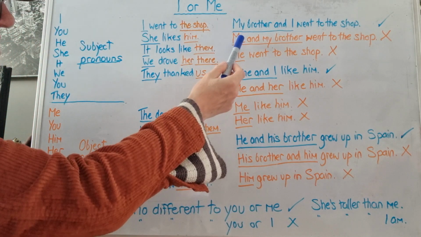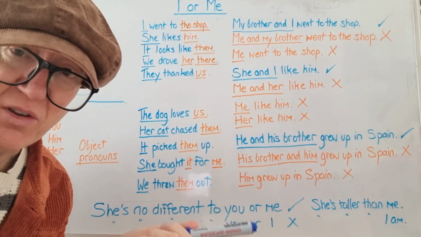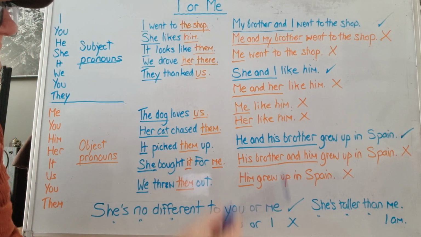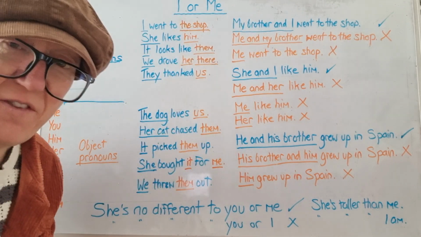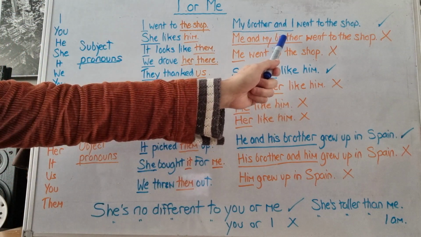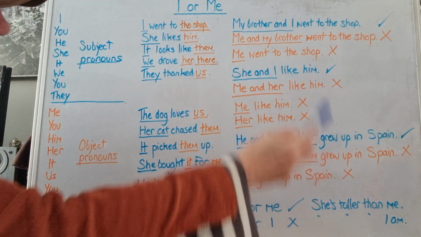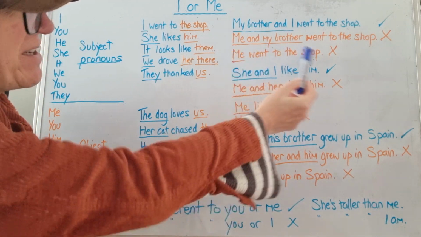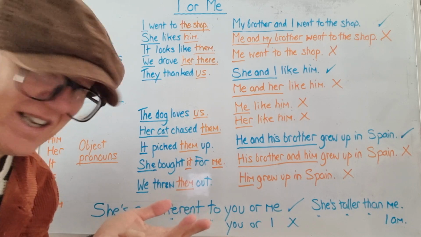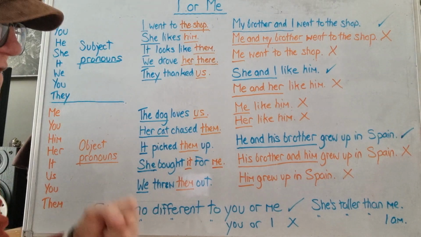But me, that's an object pronoun. So that can't go before the verb. Ridiculous. Now, how do you know if it's ridiculous or not? Here's the easy way to do it. Take out my brother or my sister or George or Sally. Take that out and say the sentence. Me went to the shop. Are you kidding me? Me went to the shop? I don't think so. So that's how you know it's wrong and ridiculous, because you can't say me went to the shop. Me like food, you know?